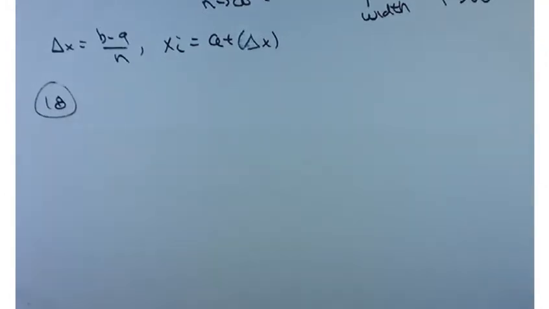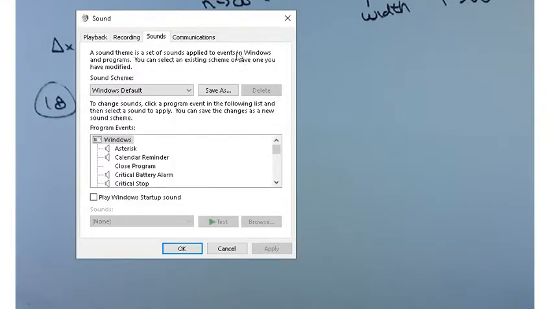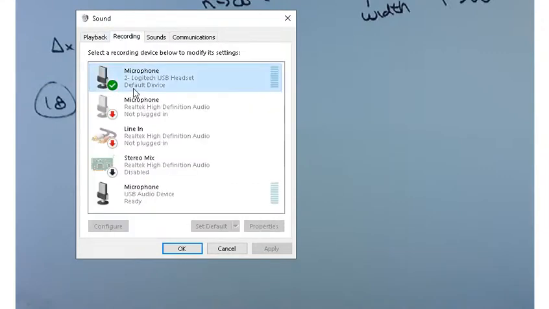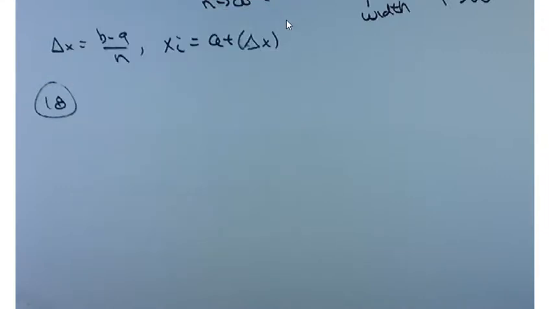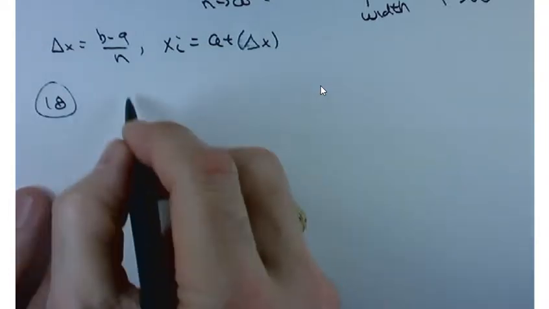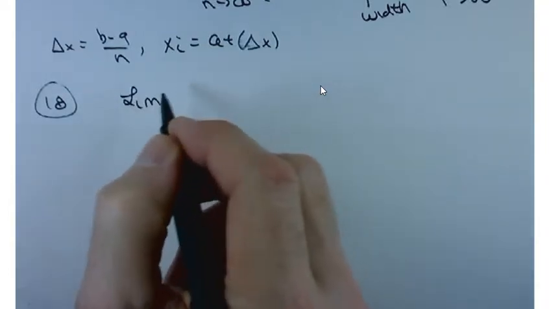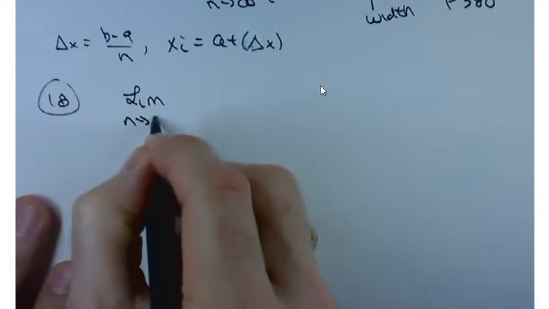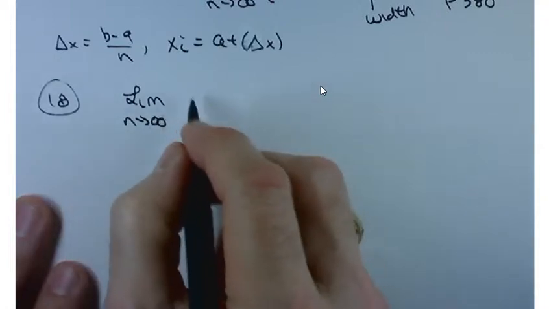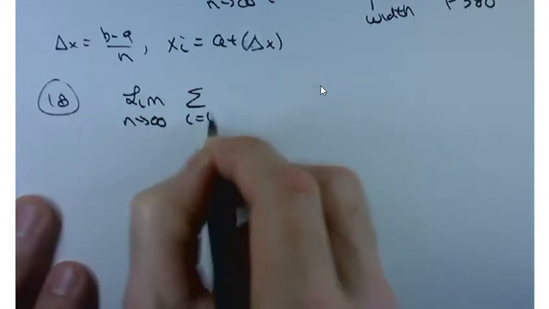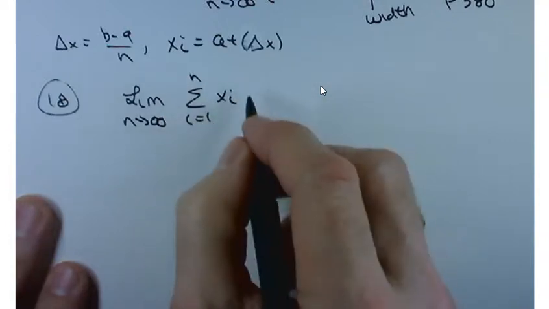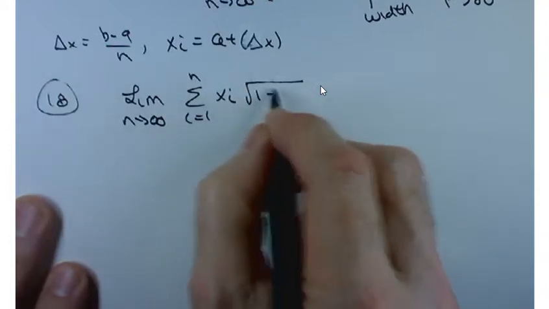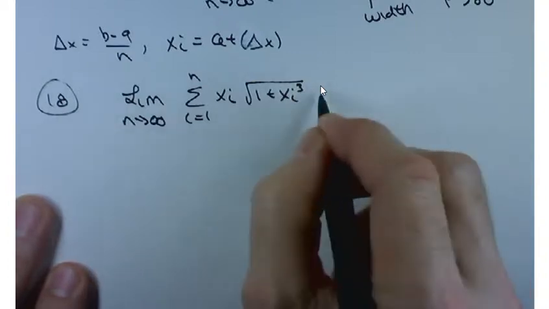So problem number 18 looks like this. It's the limit as n approaches infinity of the sum from i equals 1 to n of x sub i times the square root of 1 plus x sub i cubed times delta x.